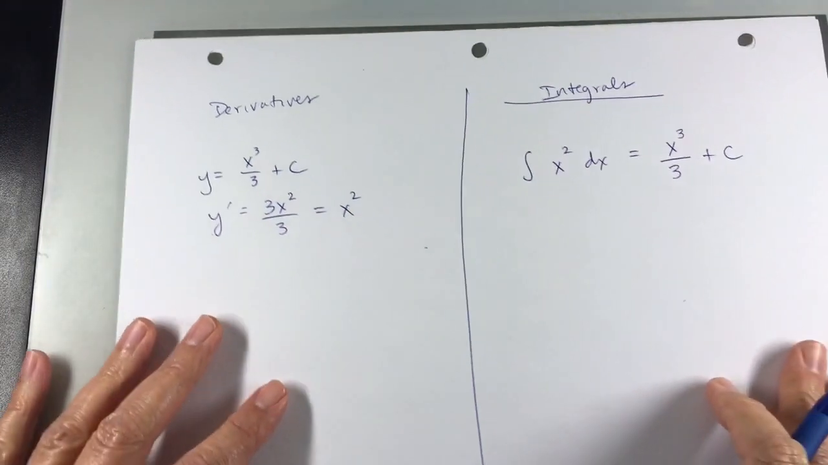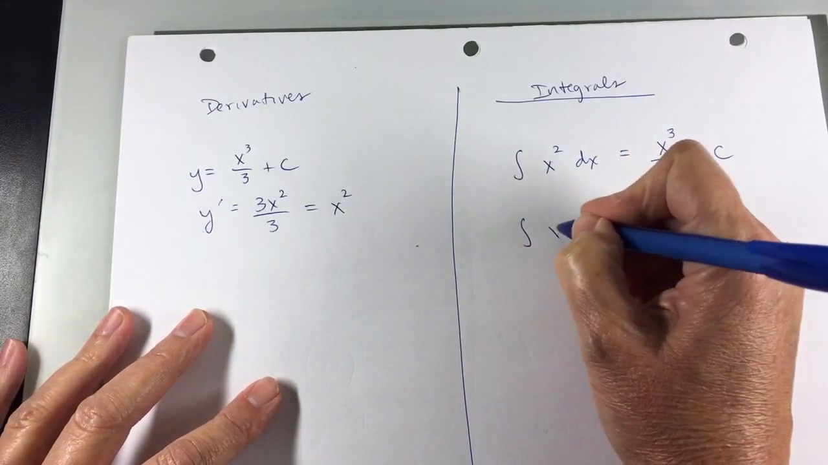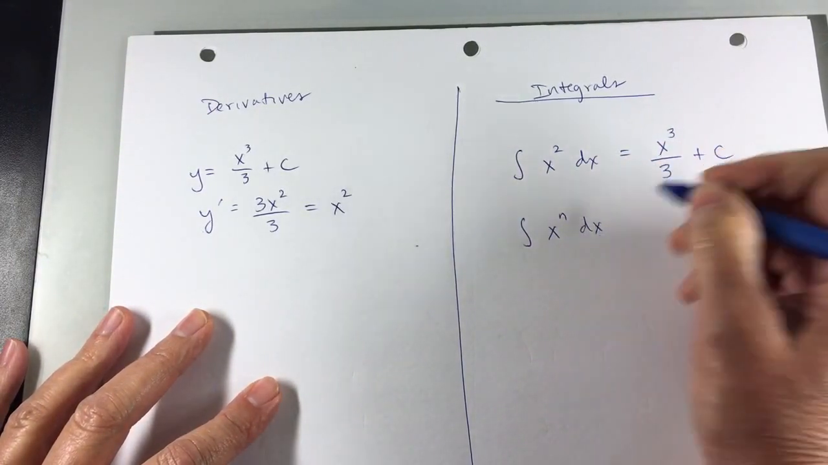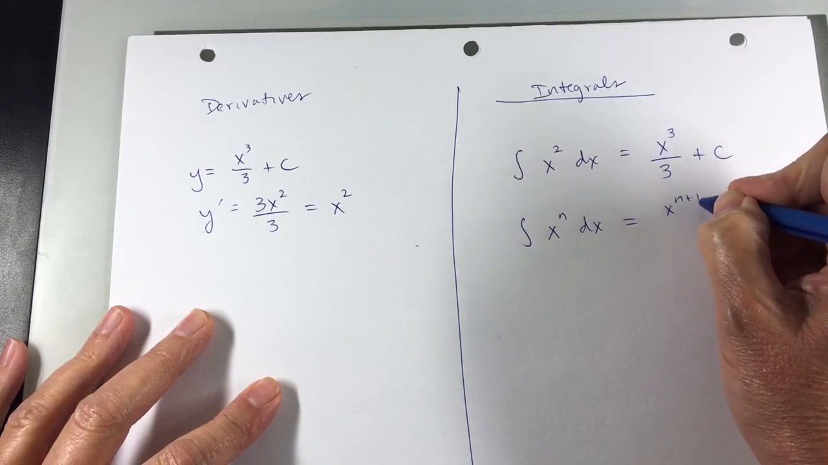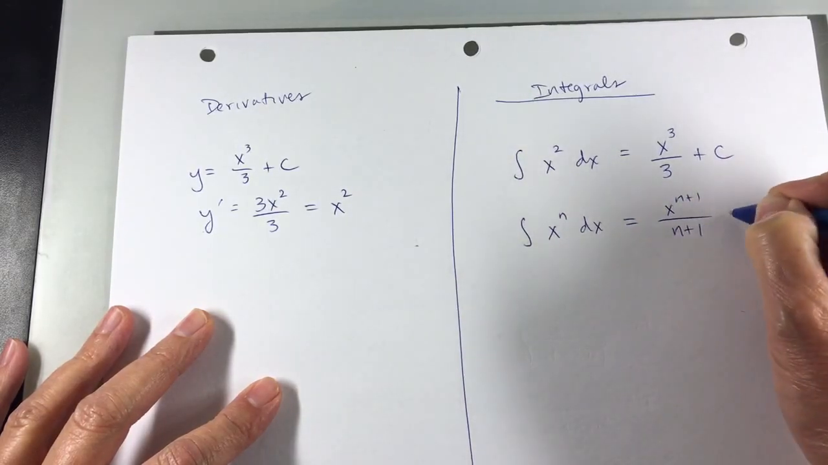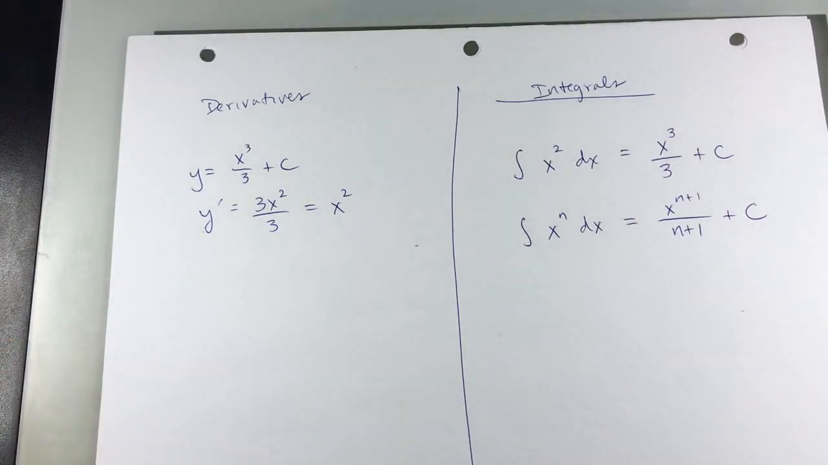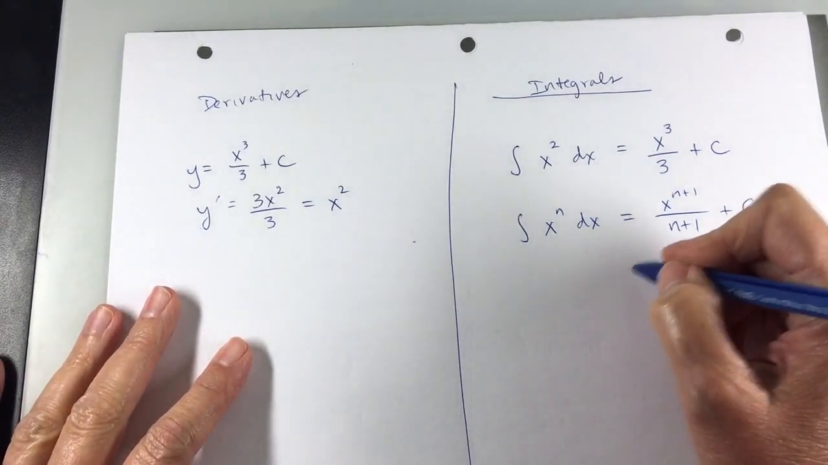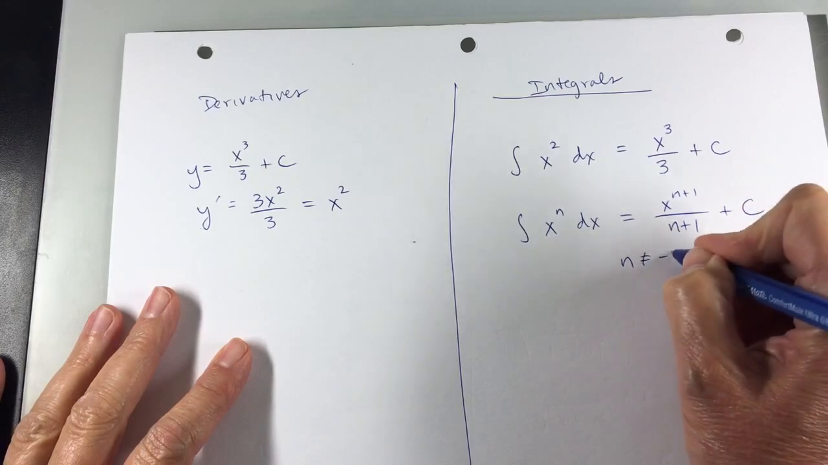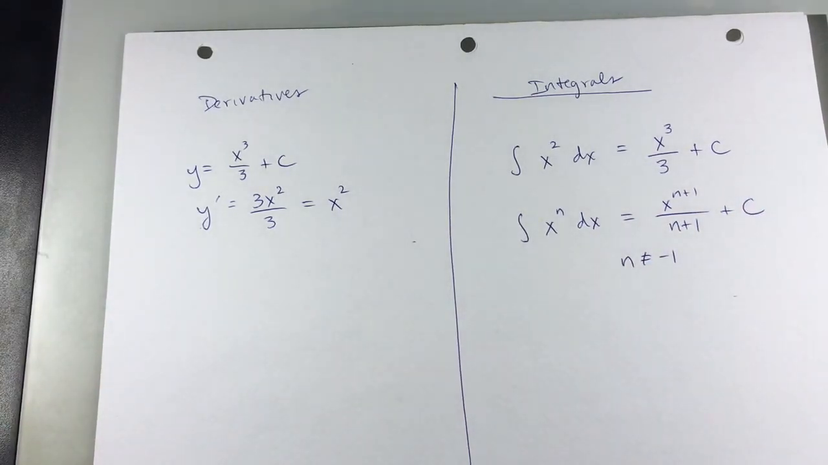So we have this integral rule. If I have x to the n dx, the antiderivative is x to the n plus 1 over n plus 1, plus c. Now, this does not work when n equals what number? Negative 1. So n cannot be negative 1. And if you try to do this rule when n is negative 1, you're going to get division by 0. So it's no good.